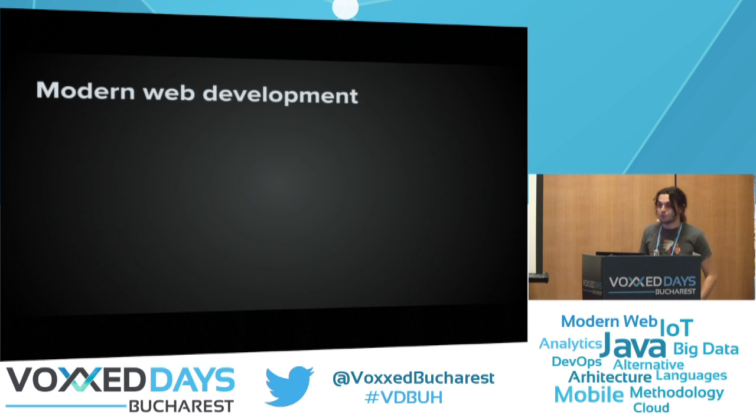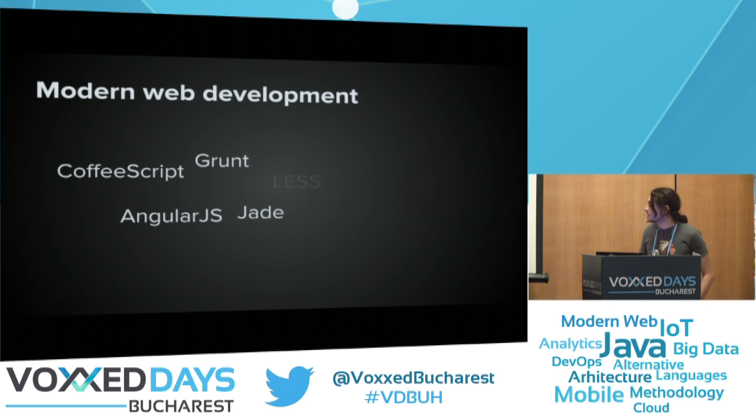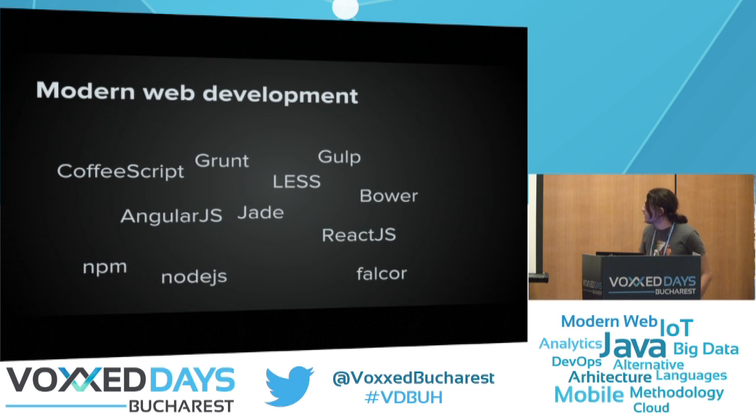But now if you want to do full stack development, you have to learn CoffeeScript, Angular, Grunt, Jade, Less, Gulp, React, Bower, NPM, Node.js, and the new ones, Falcor and Relay. Each time I do this talk, I have to add more. These are just a small number of examples. I know there are far more, not to mention everything concerning Angular.